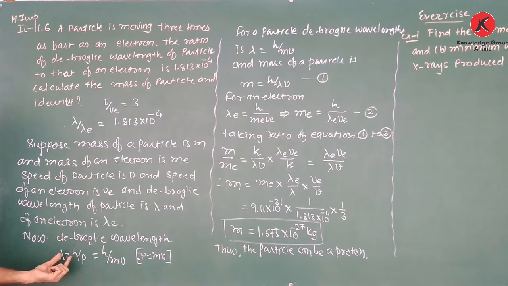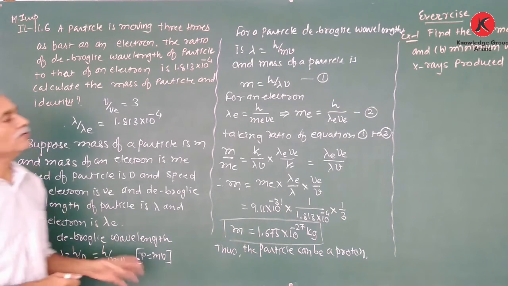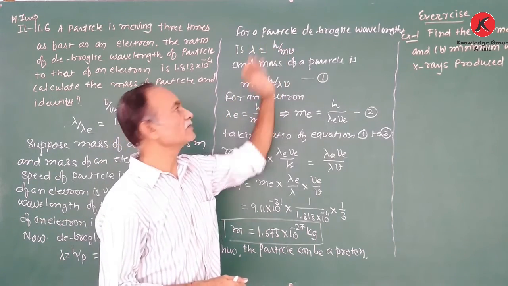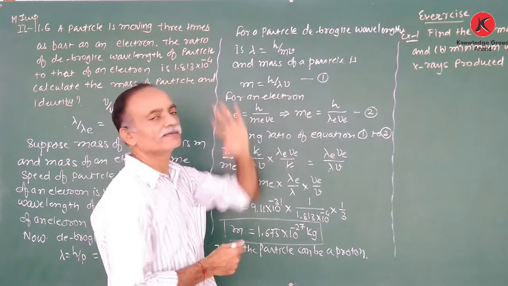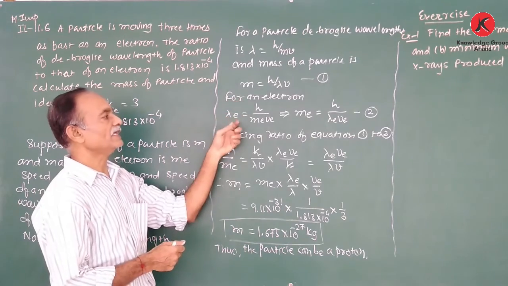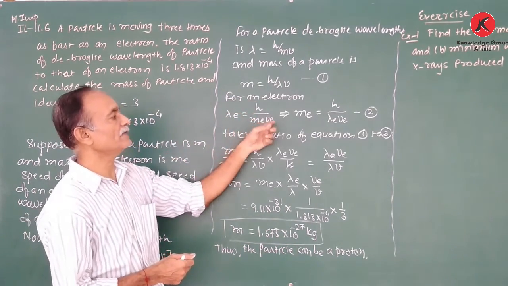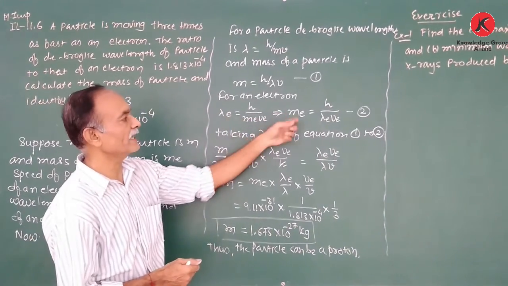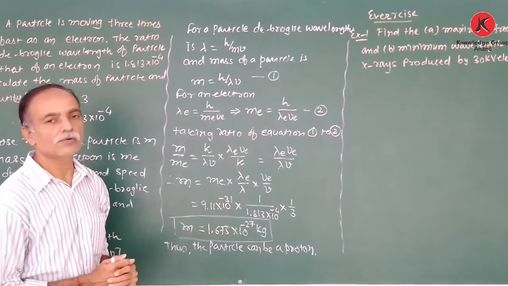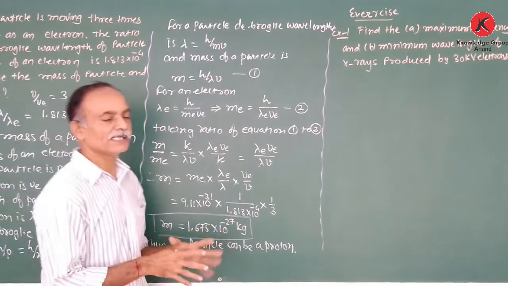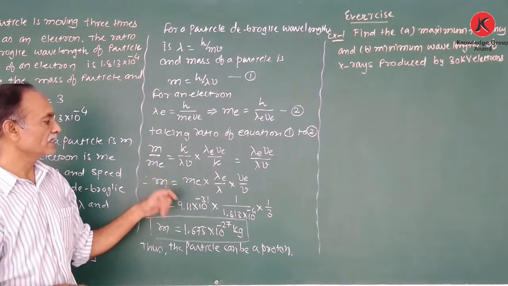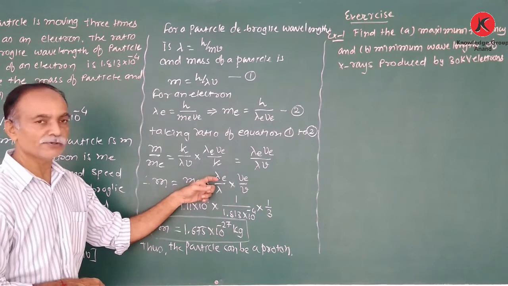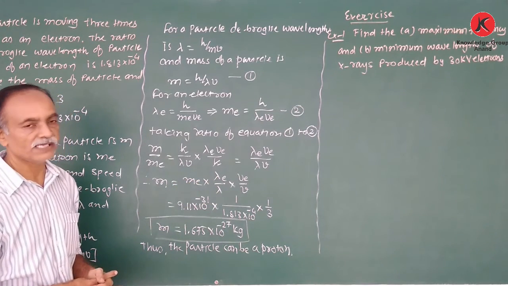Now the equation of the de Broglie wavelength is lambda equal to h upon p, therefore h upon mv. From this equation, mass m is equal to h upon lambda v. For an electron, wavelength lambda e is equal to h upon me into v. Therefore, the mass of an electron me is equal to h upon lambda e into v. After obtaining these two equations, we take the ratio. So our equation becomes m is equal to me into lambda e upon lambda into v upon V.